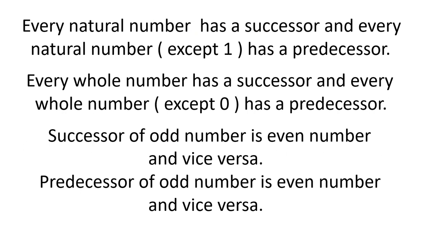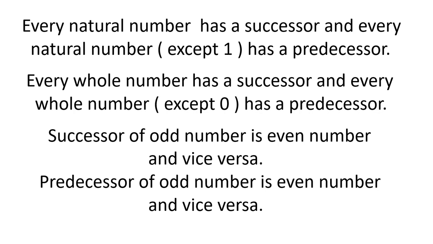Every natural number has a successor and every natural number except 1 has a predecessor, because if you subtract 1 from 1 we get 0, and 0 is not a natural number. So we say that in natural numbers, excepting 1, all natural numbers have their predecessors, and all natural numbers have their successors, except that natural number 1 does not have any predecessor.